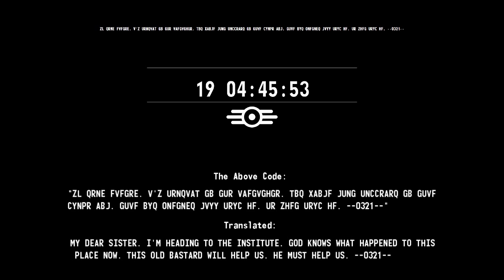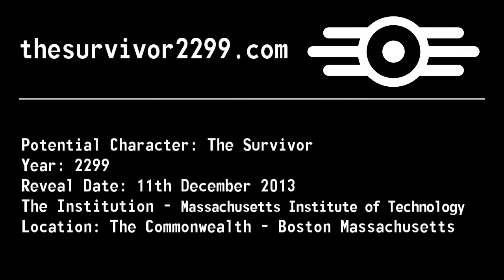The Institute is a location in Fallout that's basically a modern-day MIT after the war. The Commonwealth in Fallout is what's left of Boston, Massachusetts after the Great War, so that might mean Boston is the setting for the next game. And that's pretty much everything you need to know about The Survivor 2299.